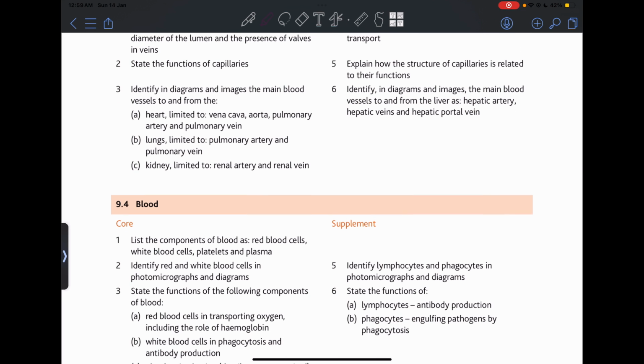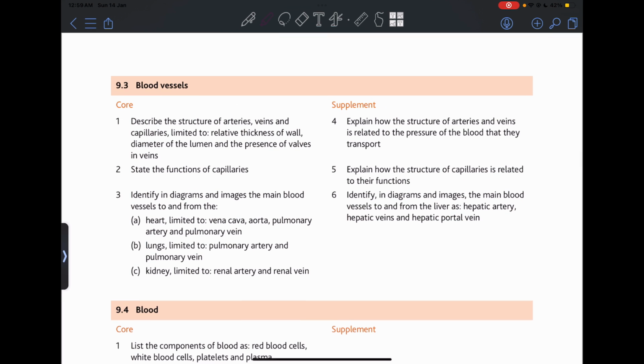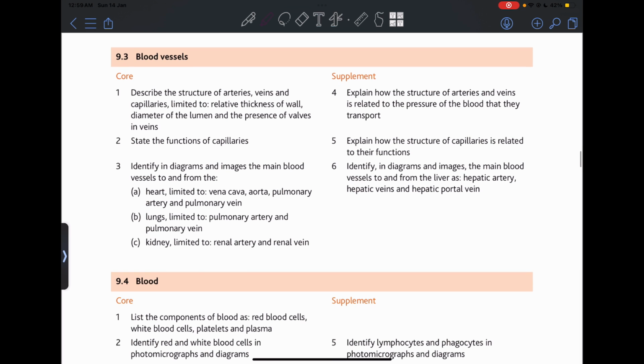Now, kidney: the renal artery supplies the blood towards the kidney, and the renal vein brings the filtered blood back to the heart. Now, for the extended students, they have to explain how the structure of arteries and veins is related to the pressure of the blood that they transport. So, arteries have thicker walls than veins because they have to withstand higher pressure. Veins don't have blood pressure in them like the arteries.